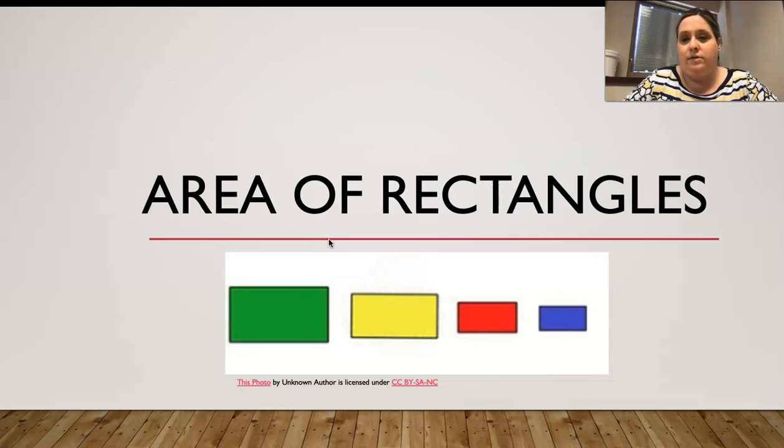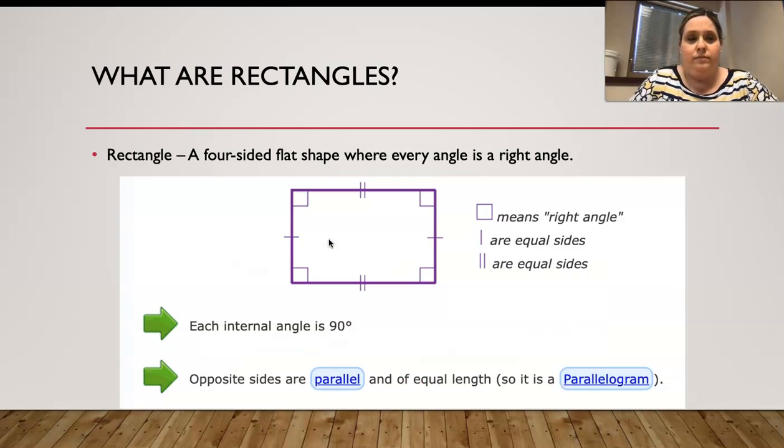Area of rectangles. So I'm going to move into the rectangles portion. So what's a rectangle? A rectangle is a 4-sided flat shape where every angle is a right angle. So in this example, I said before that these hash marks mean that they're equal. So these two sides are equal, these two sides are equal. Here is our right angle symbol. So each internal angle is 90 degrees. Opposite sides are parallel and of equal length. So it's also a parallelogram.